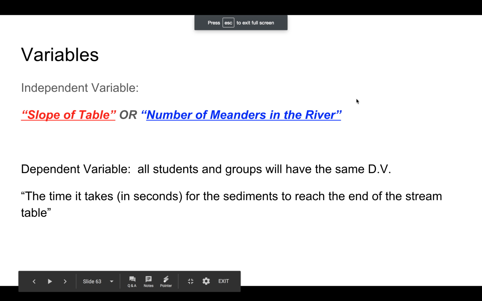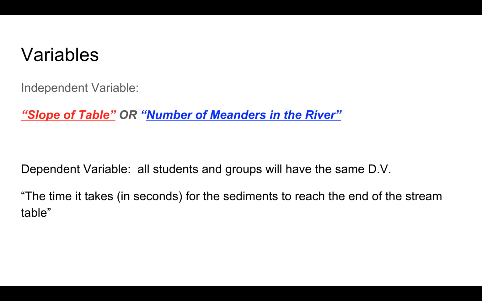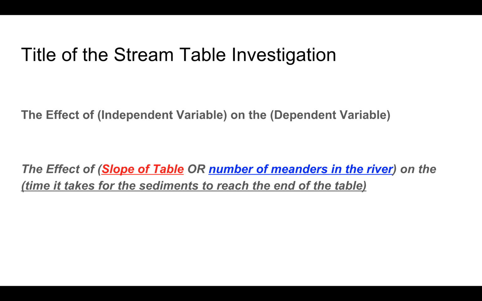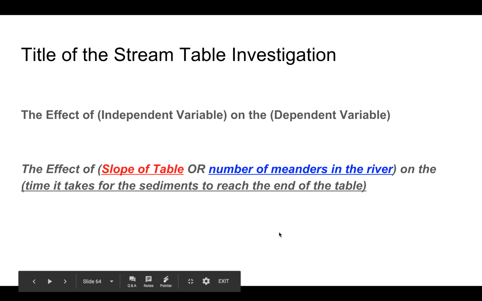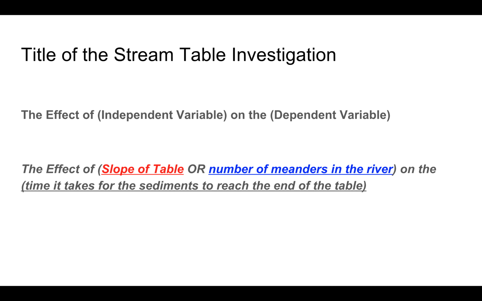Okay. So your variables are simple. It's either slope of table or number of meanders. That's what you're changing. The independent variable changes, and the dependent variable is the same for everyone. Your title of your stream table investigation is basically in this format: the effect of the IV on the DV. So I've written a sample one here. The effect of slope of table or number of meanders in the river on the time it takes for the sediments to reach the end of the table. That title is simply taking the independent variable and dependent variable into account.